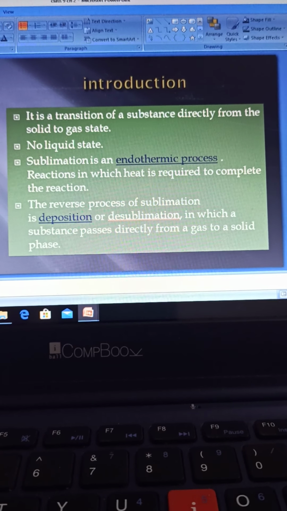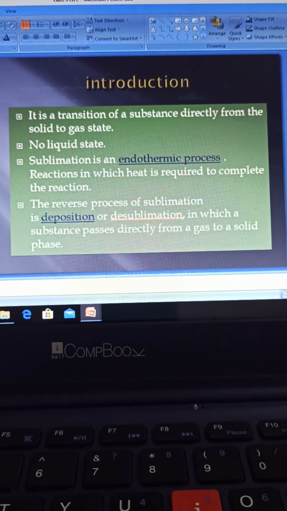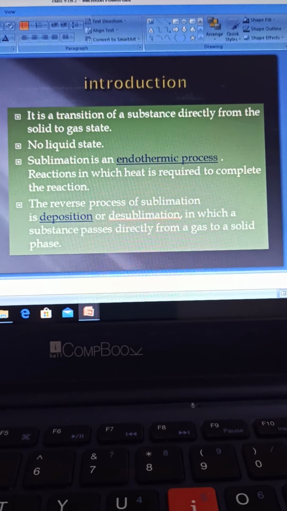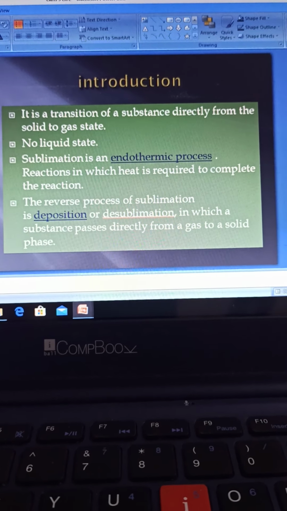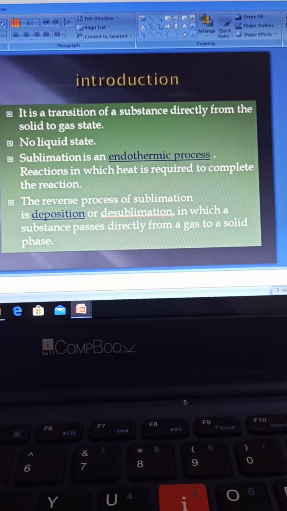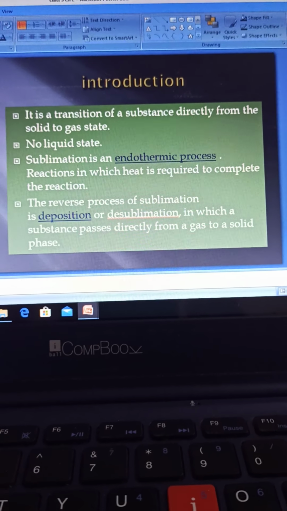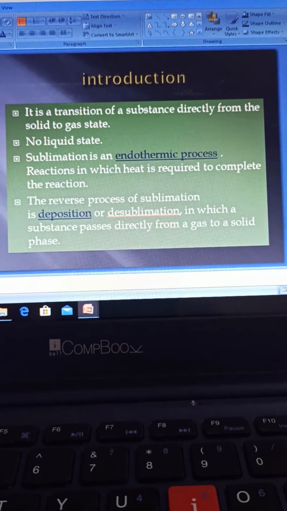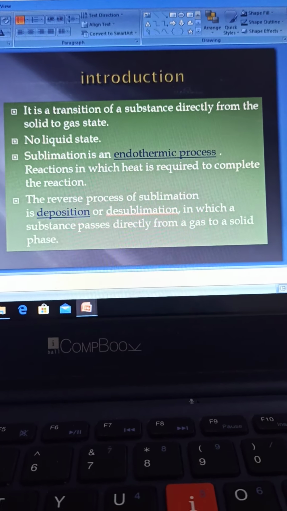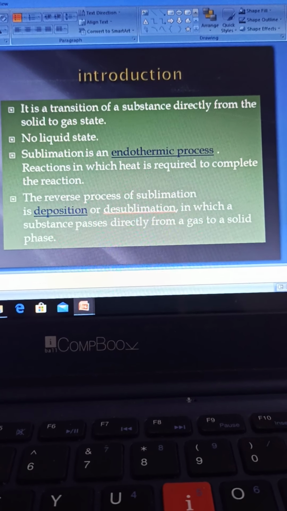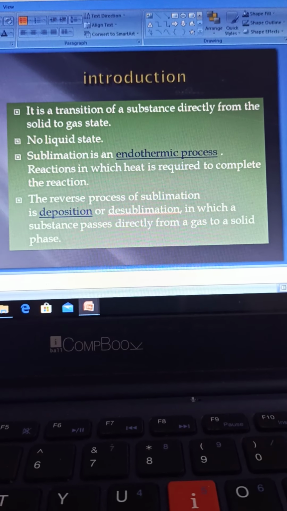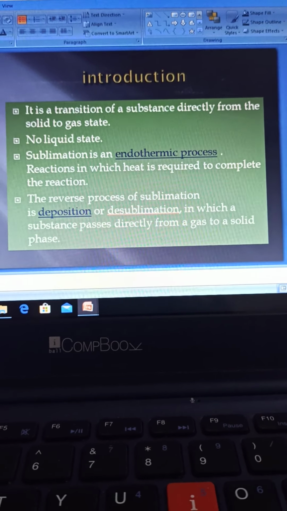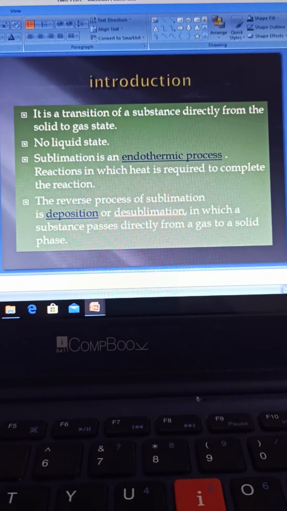Sublimation is a transition of a substance directly from the solid to gas state. It is very much clear that in this case the particles of the solid substance directly convert into gaseous state without coming into liquid state. Okay, so here no liquid state can be shown. These substances, which are known as sublime compounds, directly convert from their solid state to gaseous state, right?